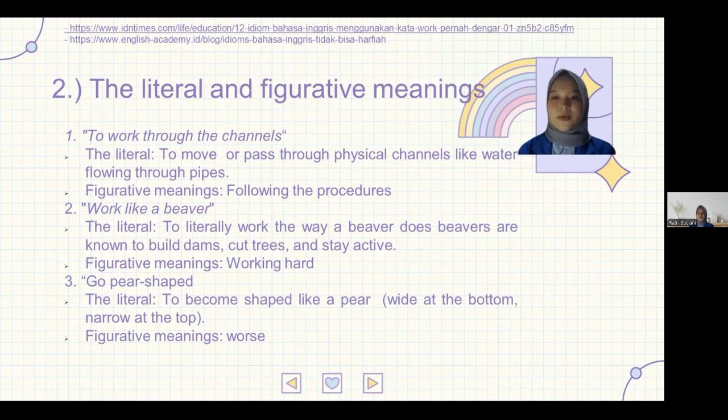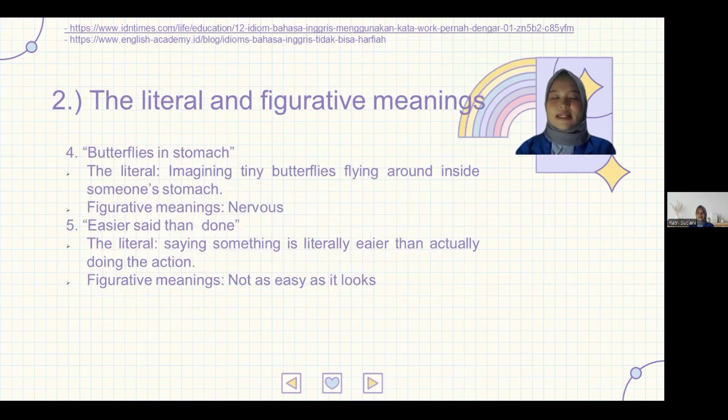Number 3 is go pear-shaped. The literal meaning is to become shaped like a pear, wide at the bottom, narrow at the top. The figurative meaning is to go worse. Next, number 4, butterflies in stomach. The literal meaning is imagining tiny butterflies flying around inside someone's stomach. The figurative meaning is nervous. Number 5 is easier said than done. The literal meaning is that saying something is easier than actually doing it. The figurative meaning is not as easy as it looks.